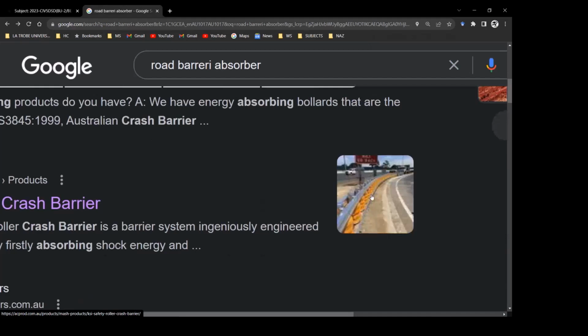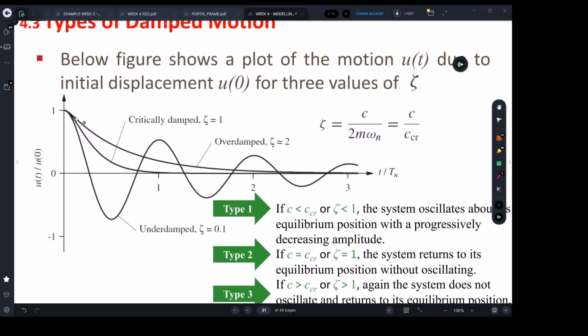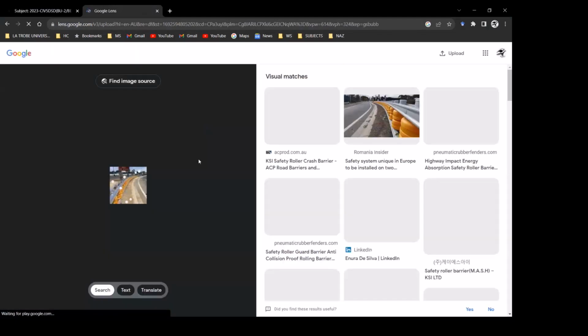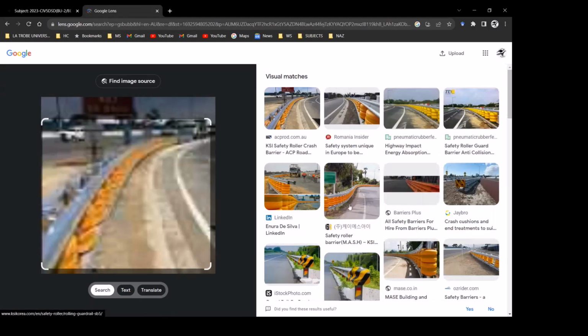You've got these kinds of rubber-based barriers. Usually when those are designed, the traffic engineers, who are also civil engineers, aim at having this level of damping, the soft one, the over damped. Because when a vehicle hits it, they want to let the vehicle stay there. Ah, perfect. This is the one I wanted to show you.